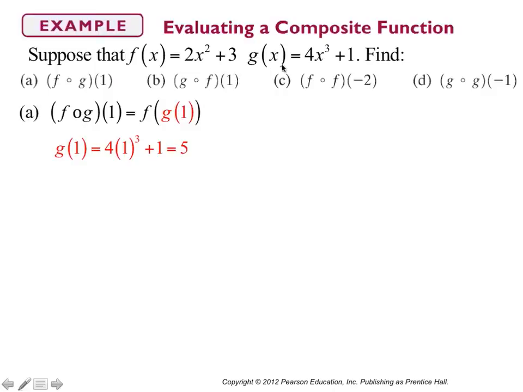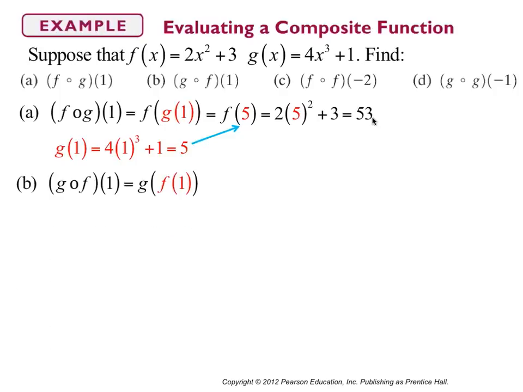So g of 1: we have 4x cubed plus 1. We take a 1, we plug it in for x. 4 times 1 cubed is just going to be 4. 4 plus 1 is 5. And then we take that and we plug that in to f. So we have 2 times 5 squared plus 3, which is going to give us 53.